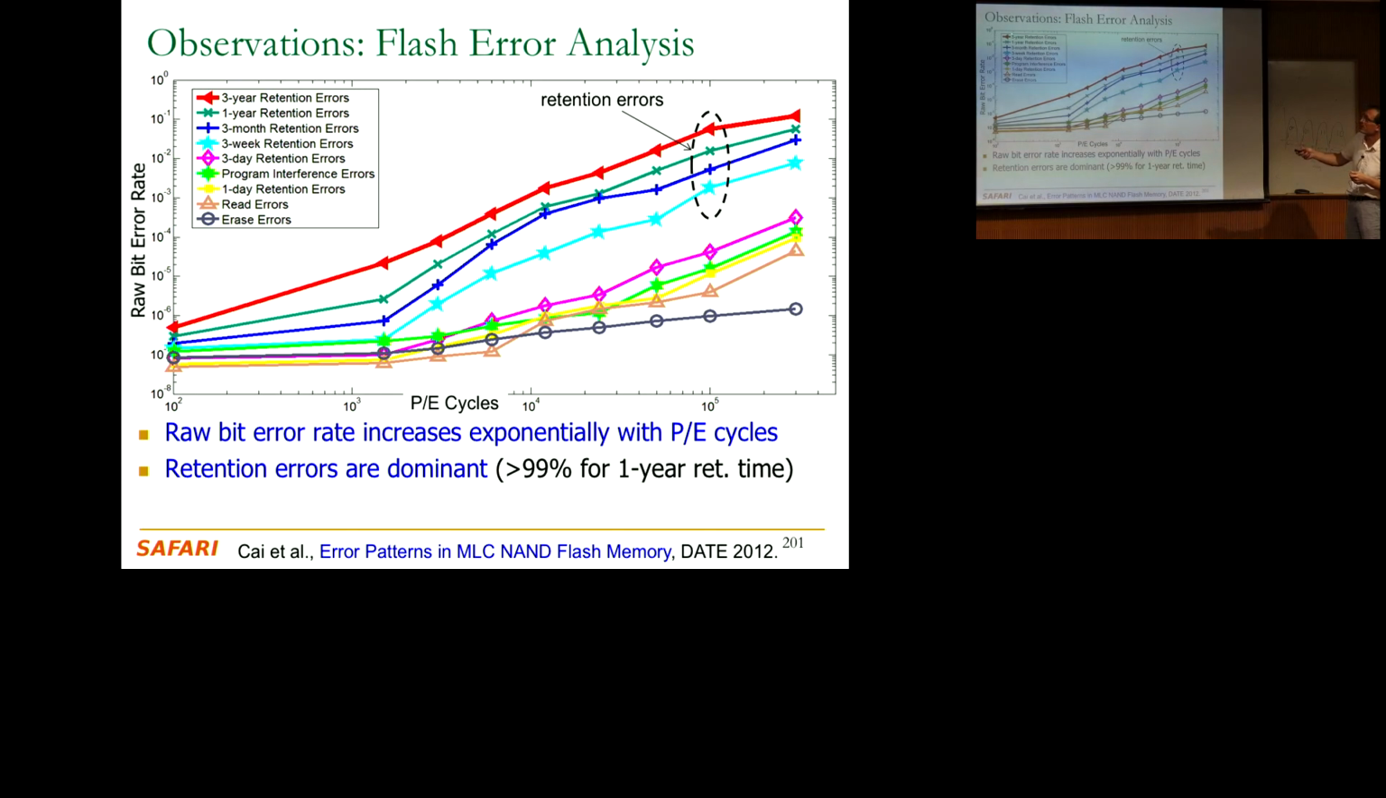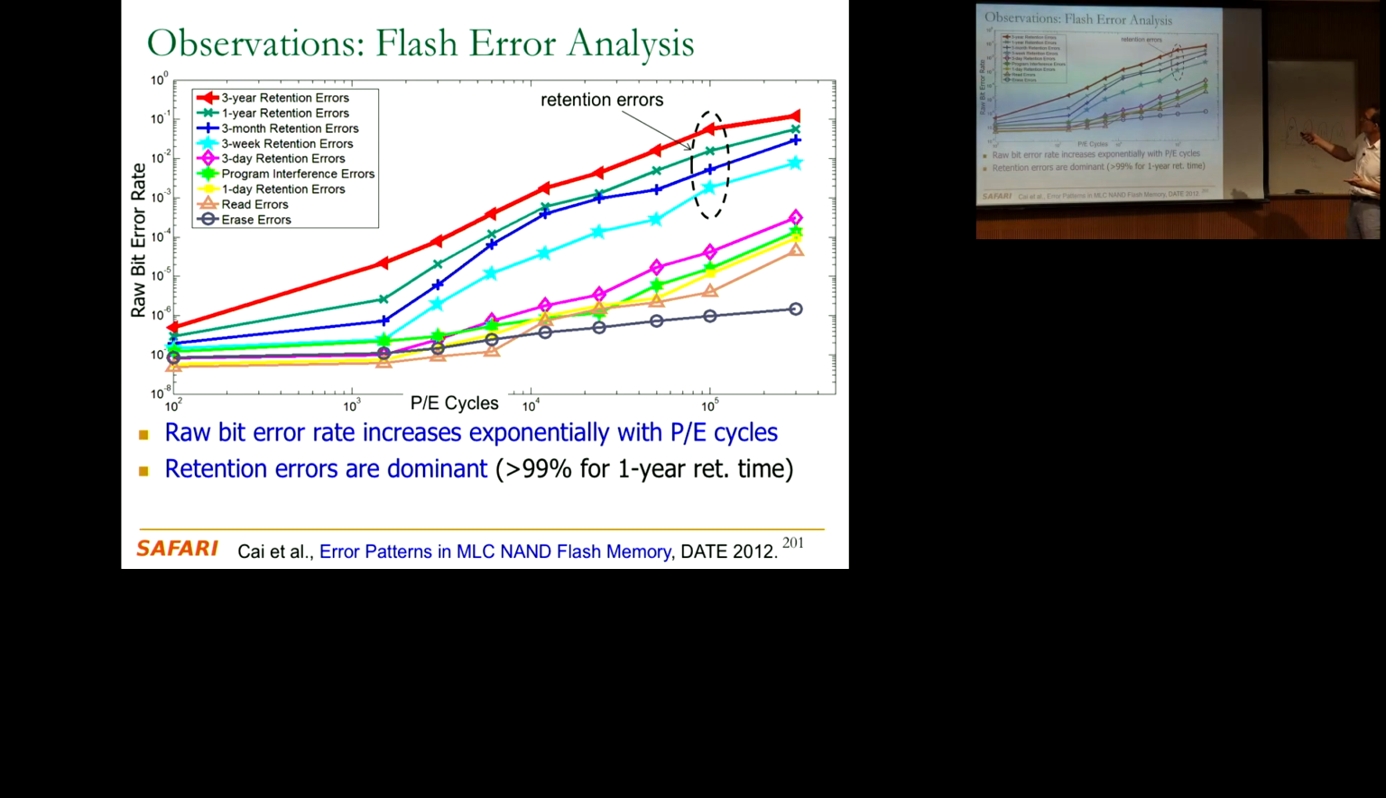And some of them are assumed 3-year retention time, 1-year retention time, 3-month retention time, 3-week retention time. 3 days here, 1 day is actually here. What does this mean? Basically, you want to keep the data 3 years. You write the data and read it after 3 years. What happens in between? You get errors, especially if you've already worn out the page.